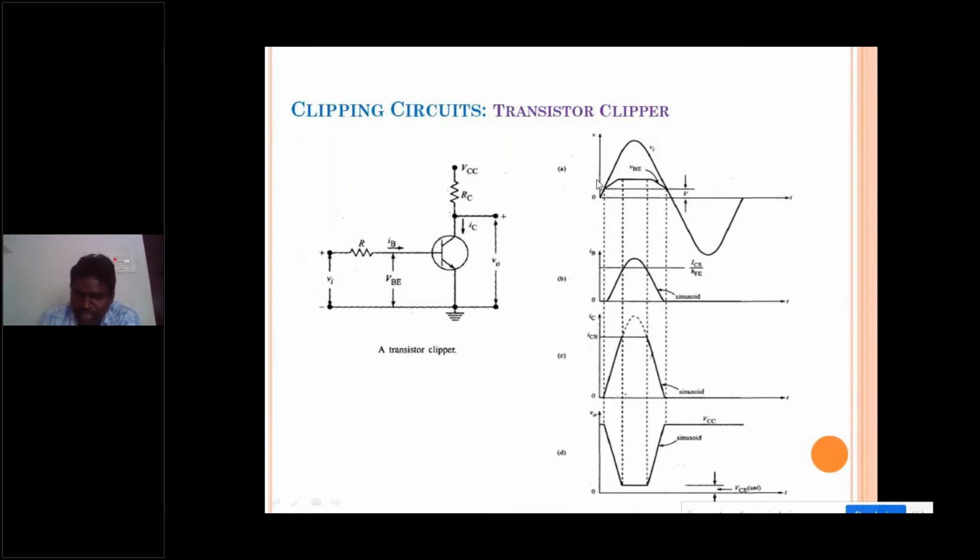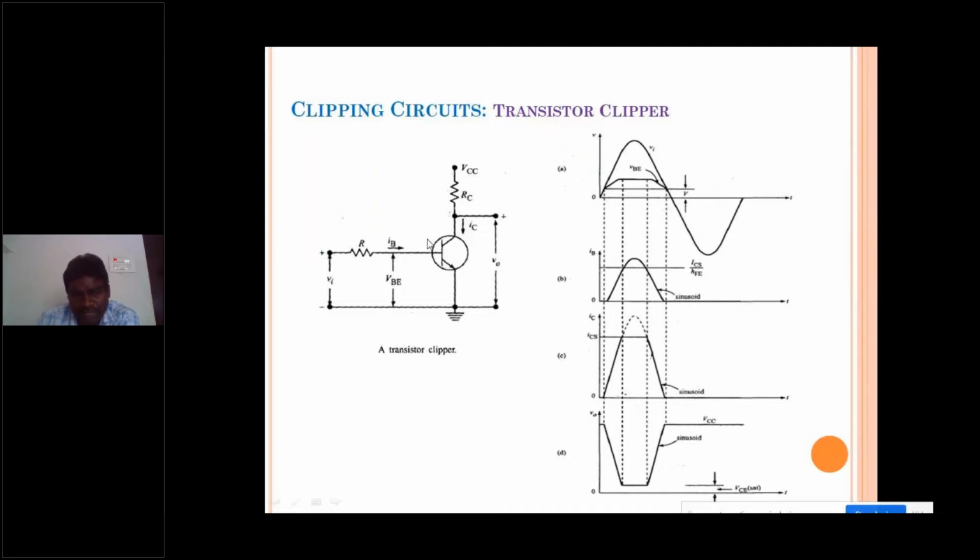It goes on increasing as the voltage increases. So as the input voltage increases, the base current also increases. So this is the base current. We need a base current; the base current is very important to us. So the base current increases here. Now I am going to draw the graph for the collector current.